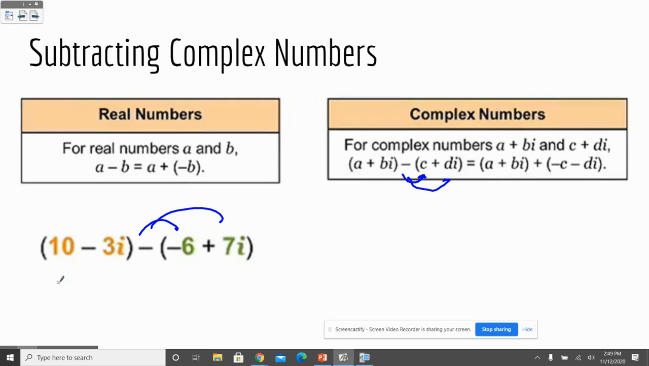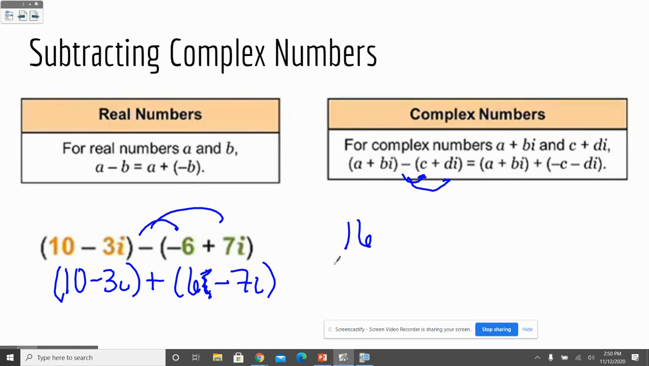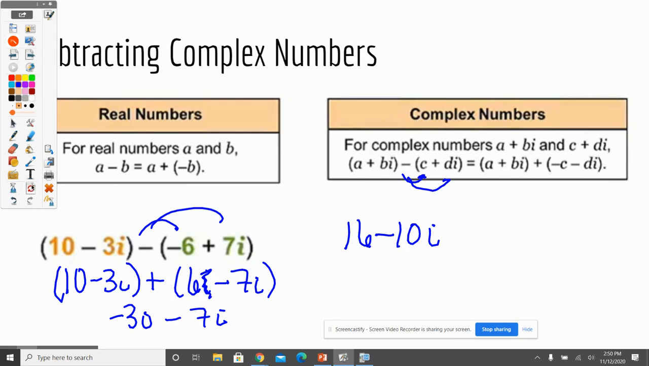Well, this will be the same thing as 10 minus 3i plus 6 minus 7i. Because you're going to subtract a negative 6, which, oh, that's not an i, excuse me. Subtract a negative 6, which is 6, and then subtract the 7i. So 10 minus a negative 6, same thing as plus 6, which is 16, and then you have a negative 3i minus 7i, which is negative 10i. So just subtract both parts.